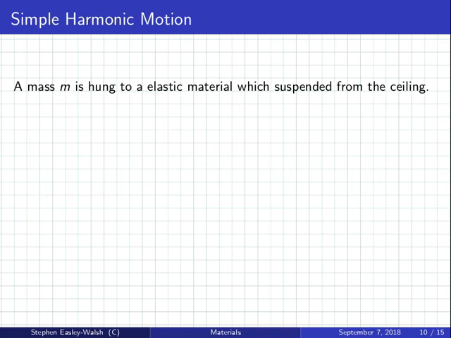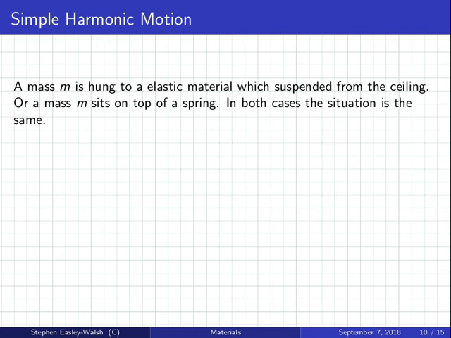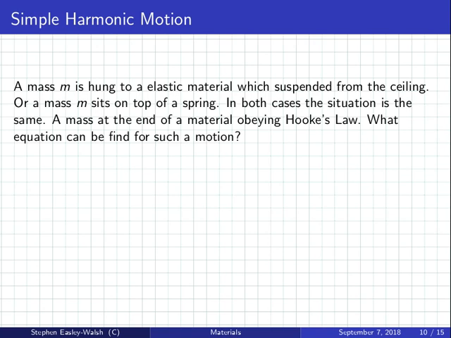A mass M is hung from an elastic material which hangs from the ceiling, or a mass M sits on top of a spring. In both cases, the situation is the same. The mass at the end will obey Hooke's law. So, picture you have something from the ceiling, like a spring or a rubber band, and you hang a weight at the end of it. Okay?